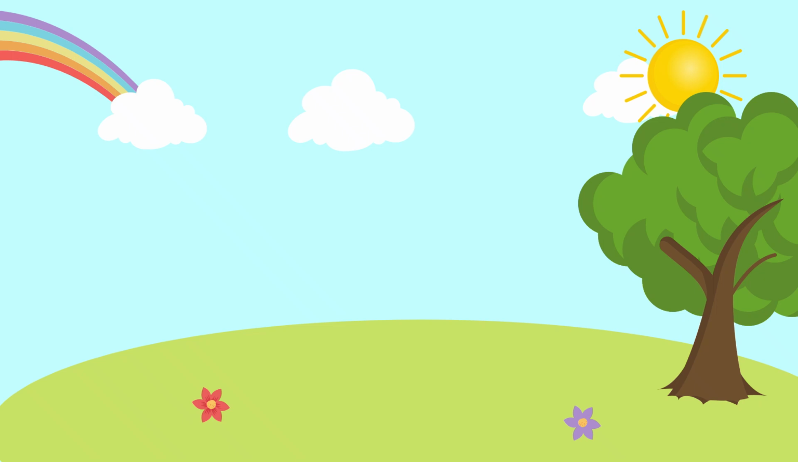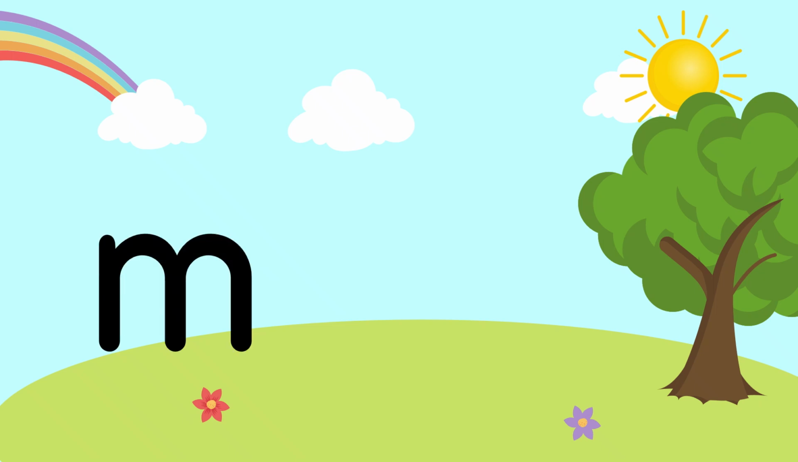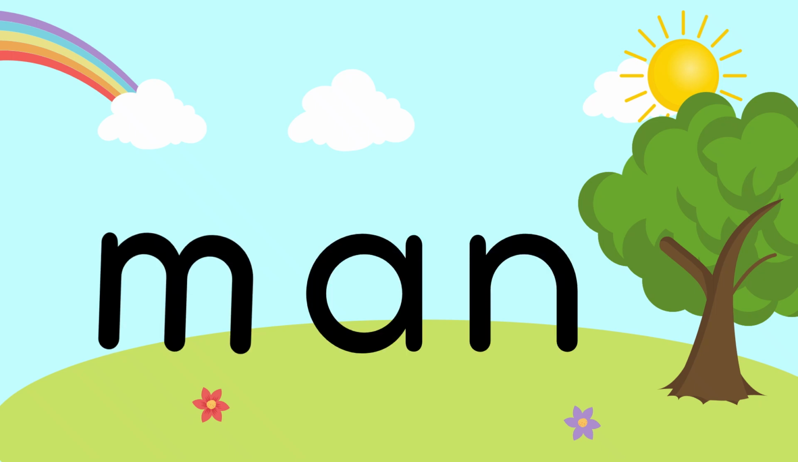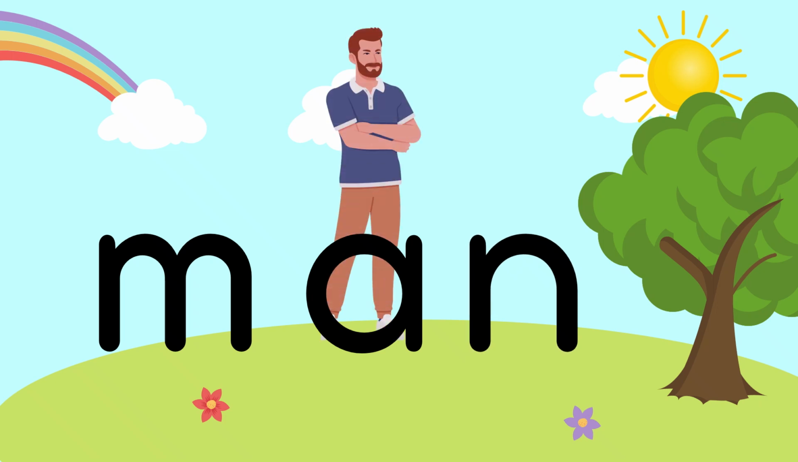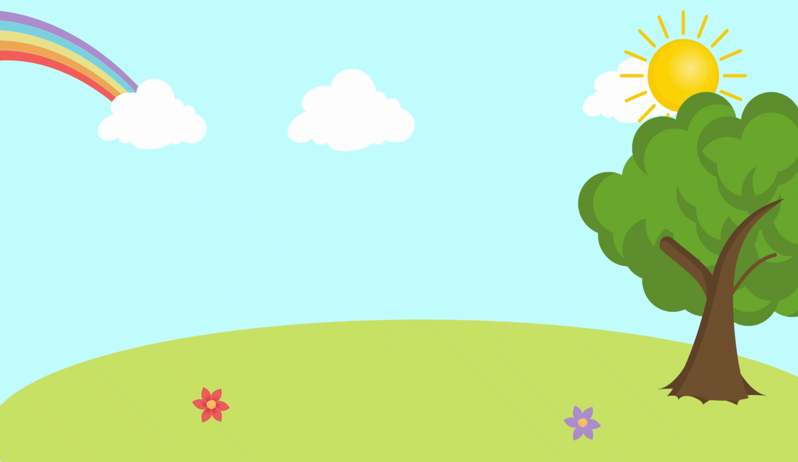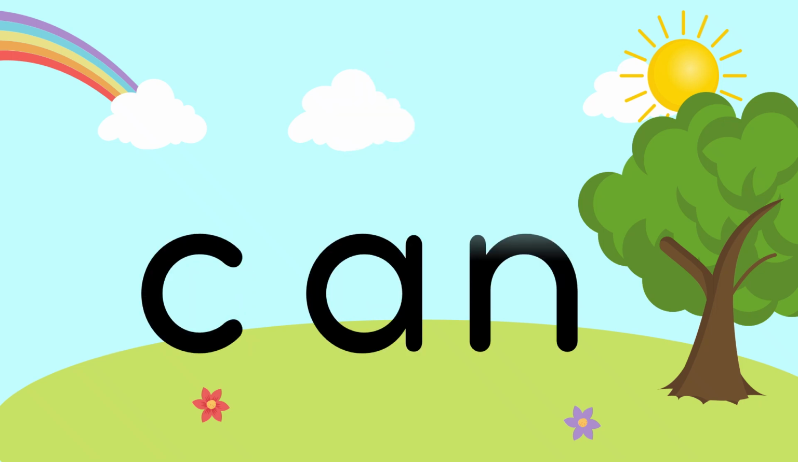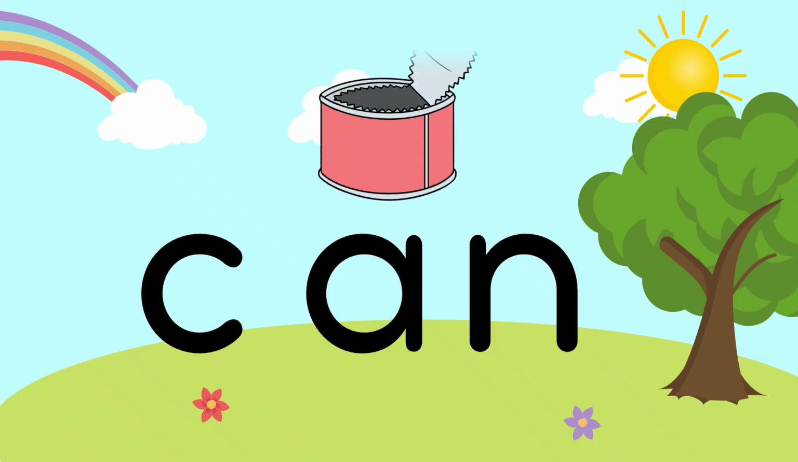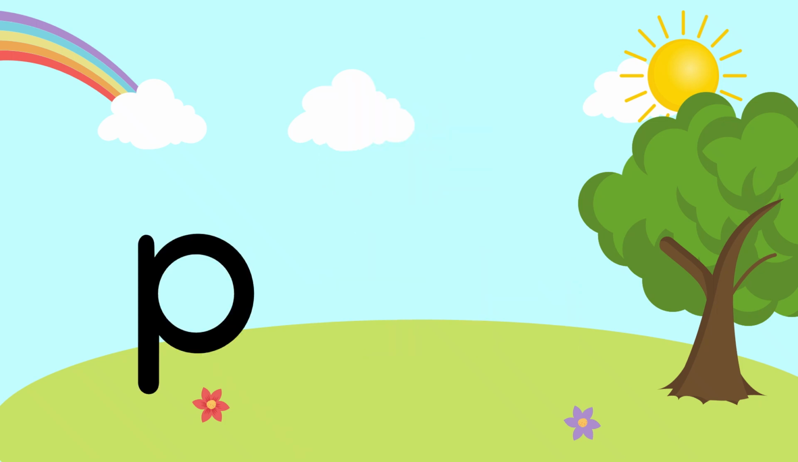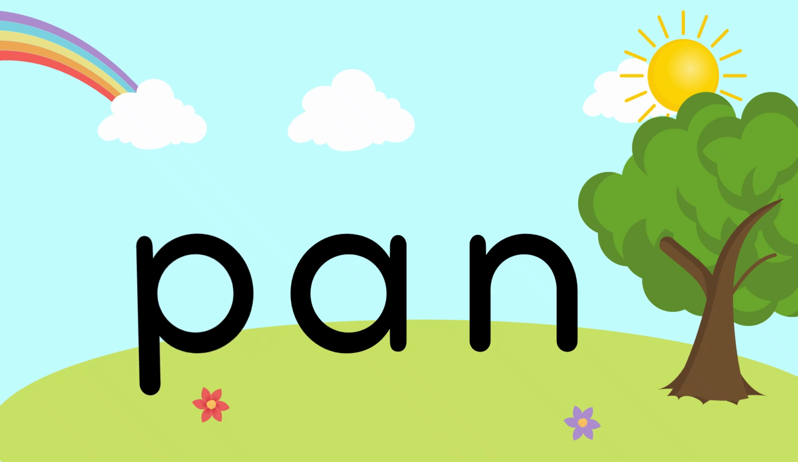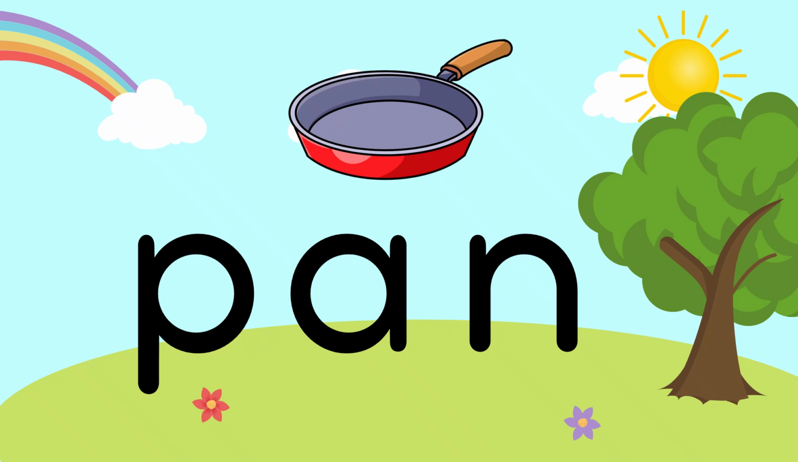Now let's read the sound of each letter, then put them together to make a word. M, a, n, man. K, a, n, can. P, a, n, pan.